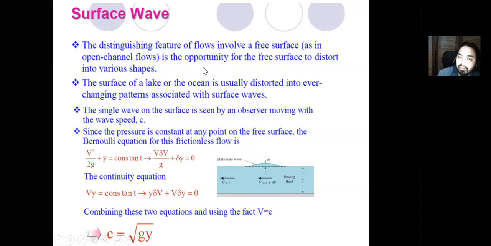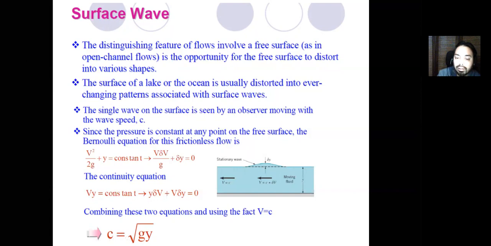So we have a free surface in the open channel flow, and then the surface can change into various shapes. So it's not following the channel shape. It's usually distorted into ever-changing patterns associated with the surface waves. And then we can actually try to analyze or calculate the wave speed, in this case, c.